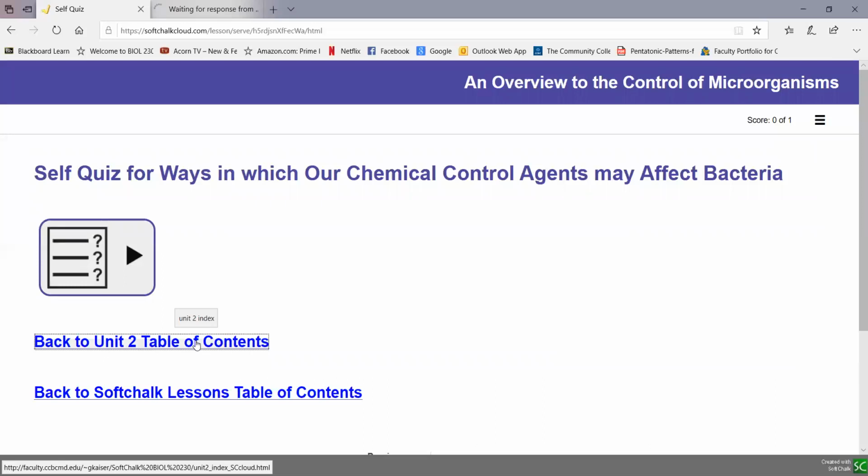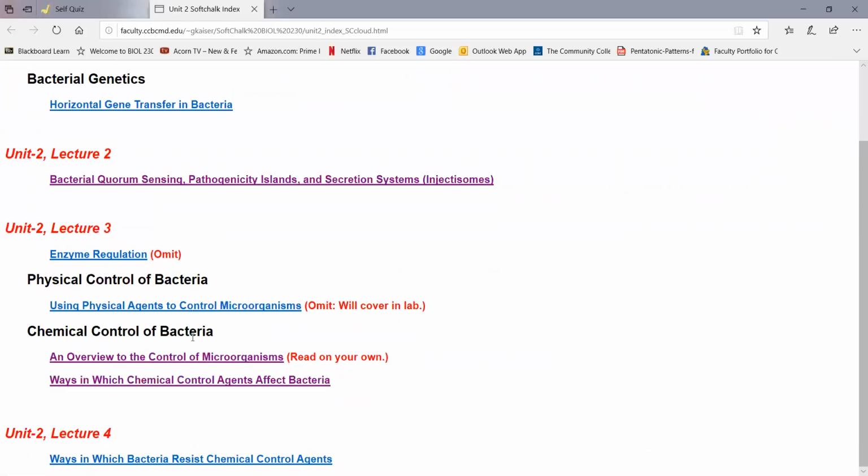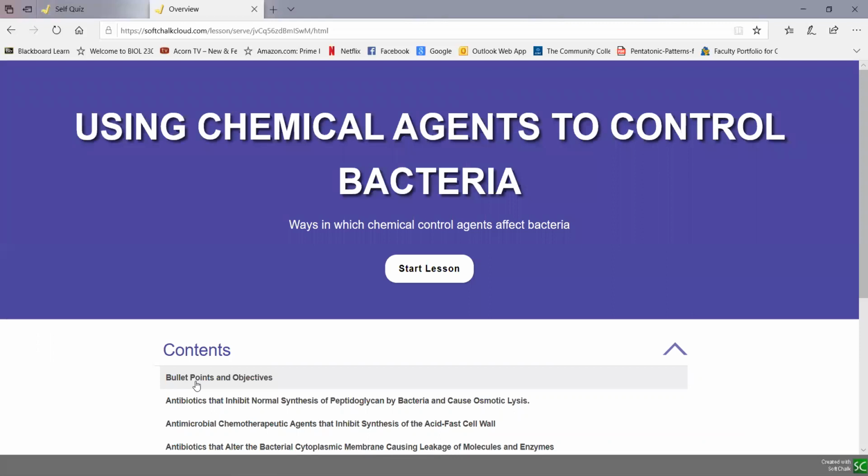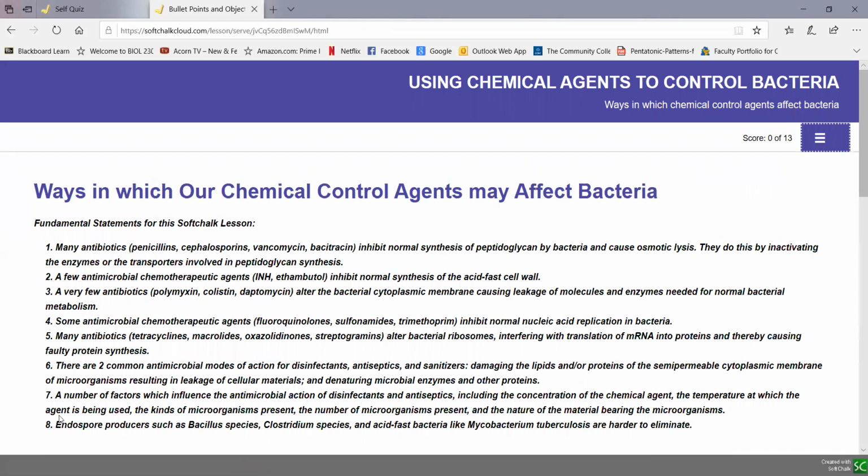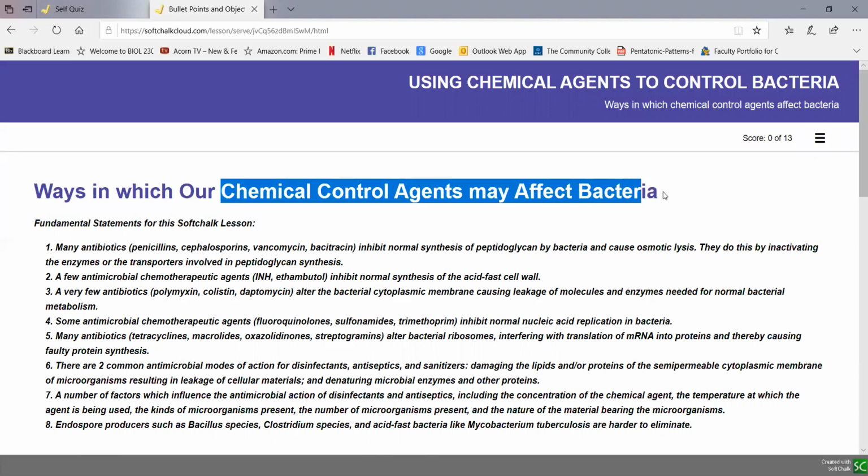And I'm combining these two SoftChalk lessons together since that first one is so short. So we're going to start out by looking at the ways in which the chemical agents we use affect bacteria. And in the following lecture, we'll be looking at how bacteria become resistant to these chemical control agents. So our goal in this SoftChalk lesson is to look at the various ways in which our chemical control agents work. What are they doing to the bacteria to inhibit or kill them?